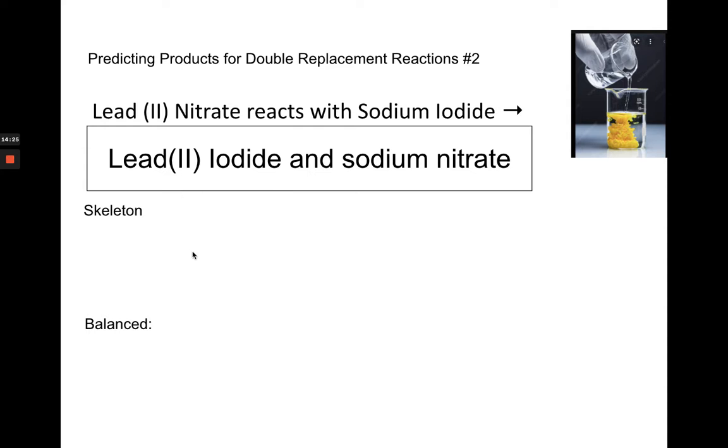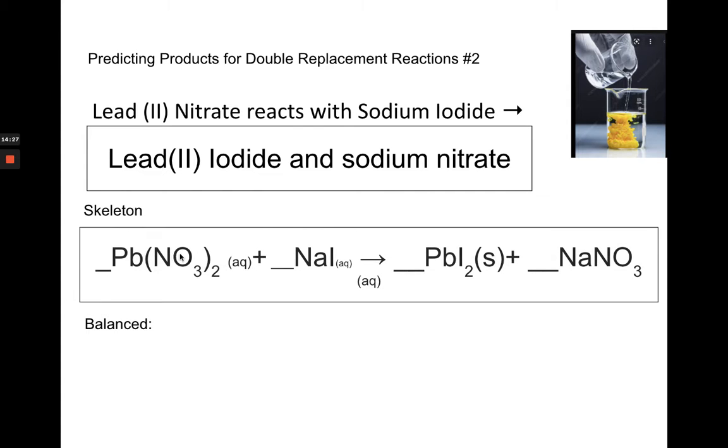Now we have to write the correct formulas before we even think about balancing. So here are the correct formulas for lead 2 nitrate and for sodium iodide, again, using the charges. Sorry, there's an extra AQ down here, but that's aqueous. They are both soluble to begin with. But then when we make the other combinations, lead 2 iodide and sodium nitrate, only one of them comes out of solution, and that's going to be the lead iodide. That yellow there is lead iodide, and this aqueous needed to be with the sodium nitrate. It stays in solution. Now we need to balance this equation.